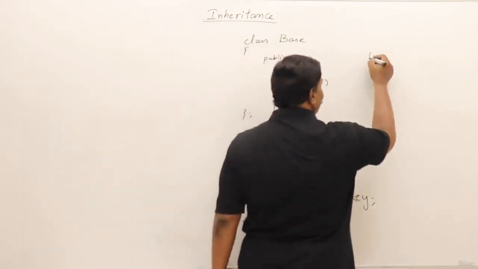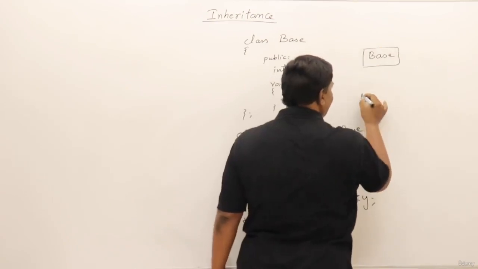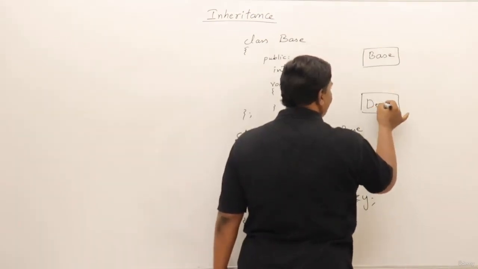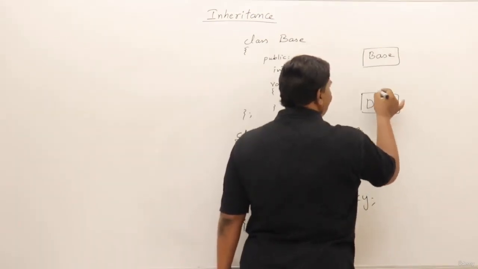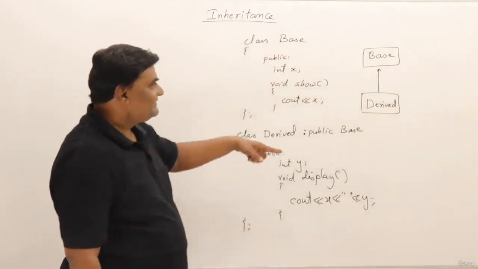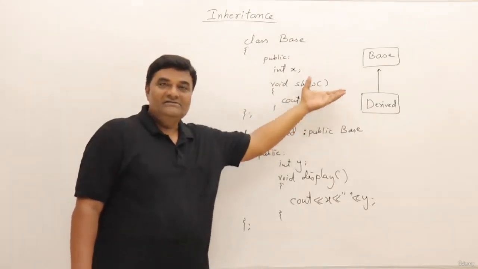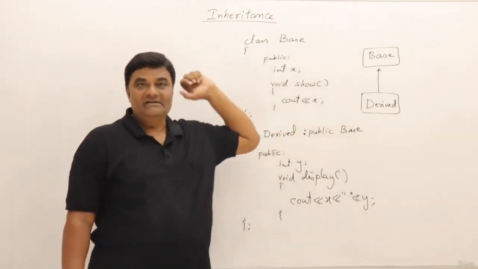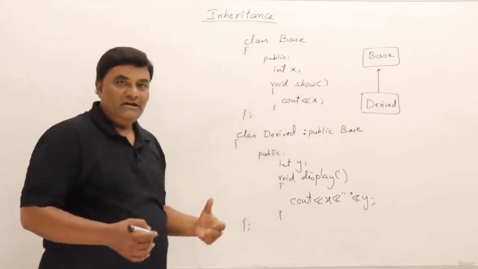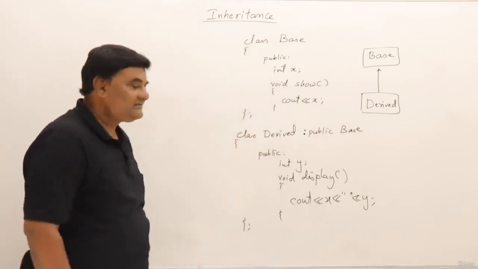So that's it. There's a base class and a derived class. Diagrammatically we show it like this. Suppose this is a base class and this is a derived class, and we show an arrow upwards to show that the derived class is inheriting from the base class. So a class will have an arrow towards its parent class. Now let us create the objects of these and see what happens.